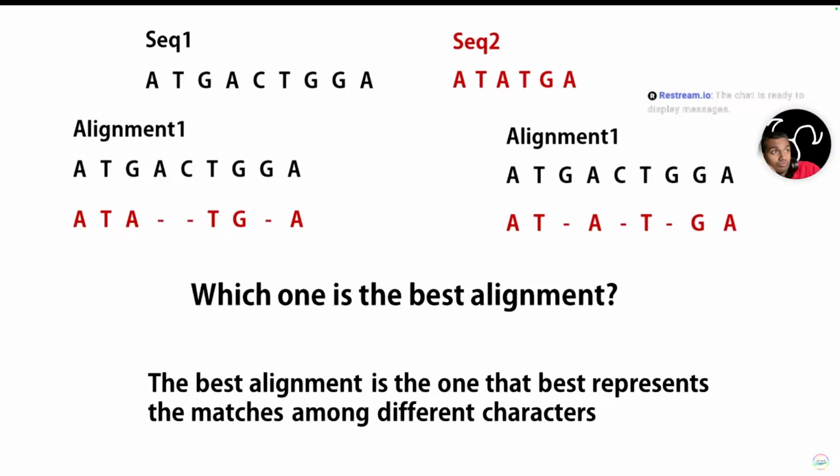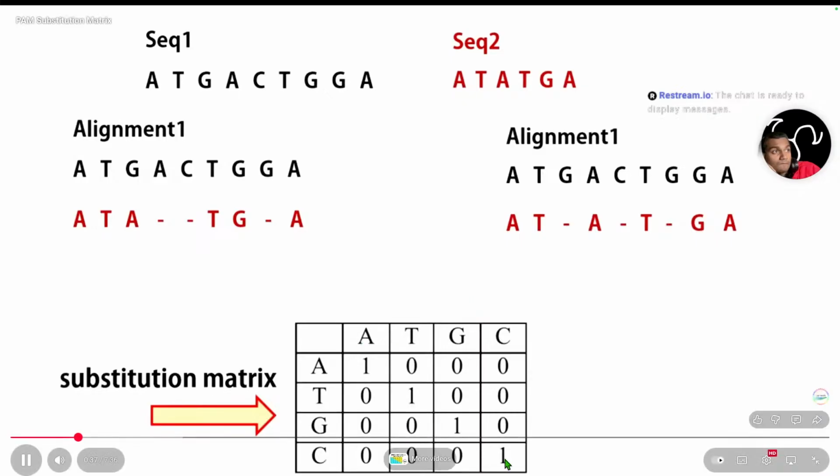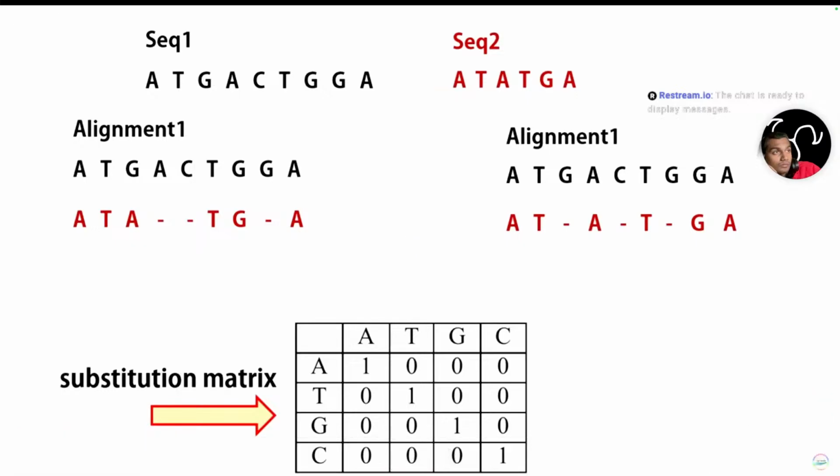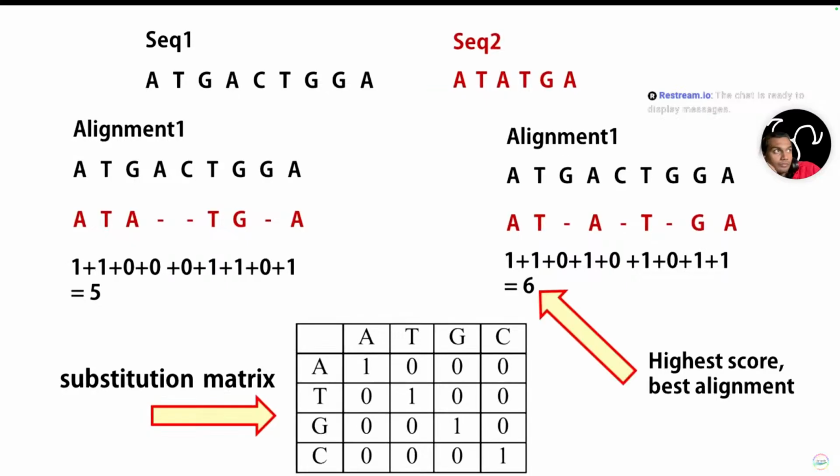Well, the best alignment is the one that best represents the matches among different characters. So let us just define a matching algorithm. If there is a perfect match, such as A matching with A, T with T, G with G, the score is 1, otherwise 0. Following this simple algorithm, these are the scores of the two alignments. The alignment with the highest score is the best alignment.